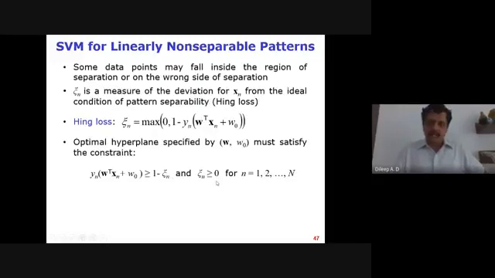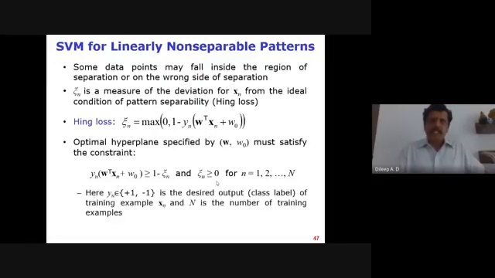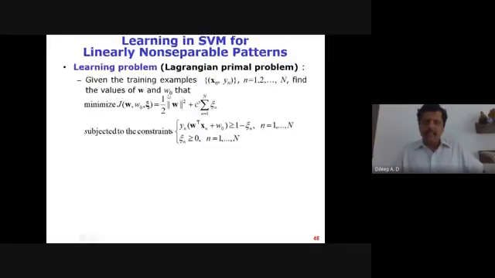Now my cost function will change. Earlier I was just maximizing the margin. Now I'm not only minimizing the Euclidean norm of the weight vector, I'm also going to minimize the total error caused by these deviations. Is it clear? So my cost function changes. Not only am I maximizing the margin, I'm also trying to minimize this error. And this is the constraint that needs to be satisfied.